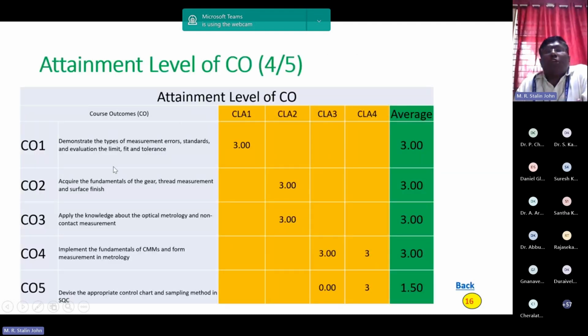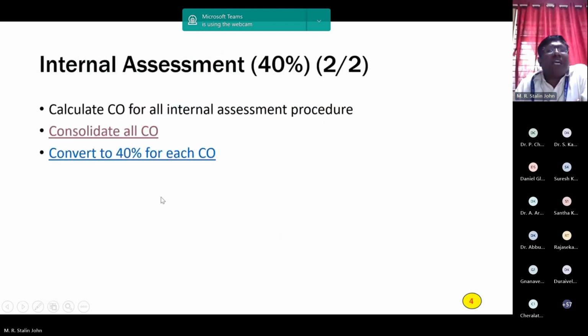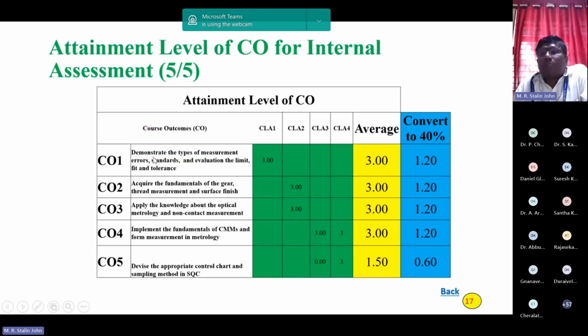Then we consolidate all COs. For each CO, for each CLA, we consolidate the values available in the previous sheet and get the consolidated one. For each row, we get an average out of it. With that average, we convert to 40%, that is, 40% of whatever CO value we got. So this is the 40% of the 3.